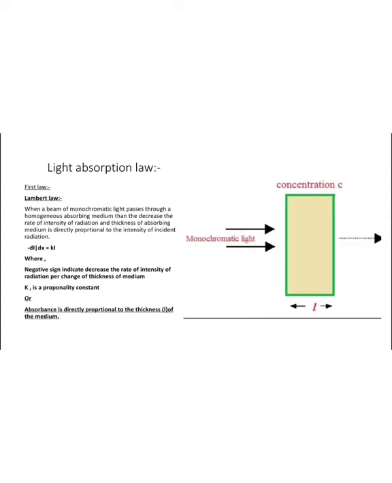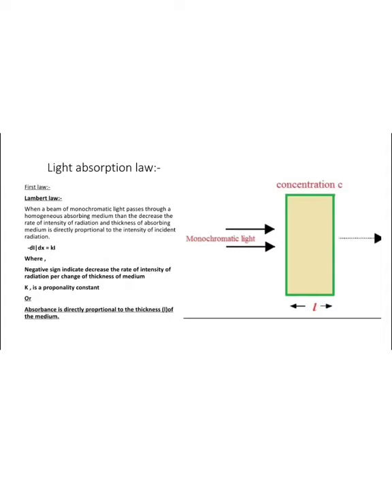What is the rate? The rate of decrease of intensity with thickness is directly proportional to the intensity of incident radiation. The rate of decrease is written as minus dI upon dx is equal to k into I, where the negative sign indicates the decrease of intensity of radiation per change of thickness of the medium, and k is a proportionality constant.